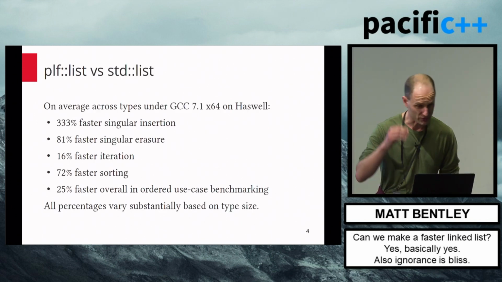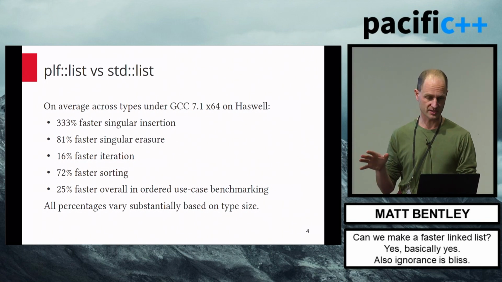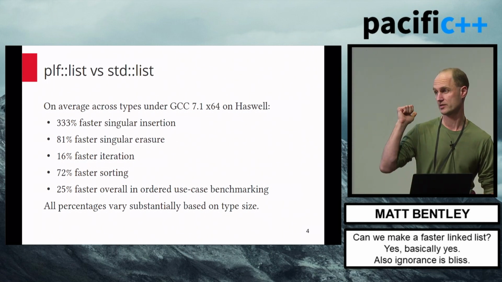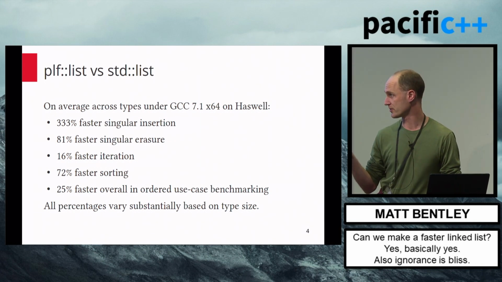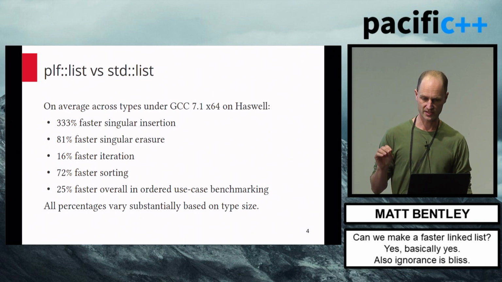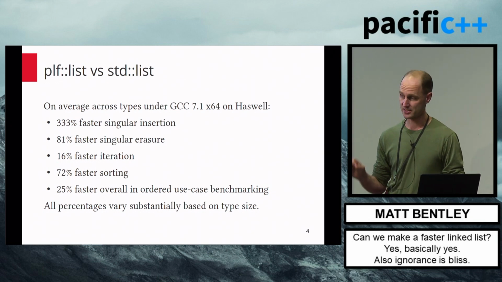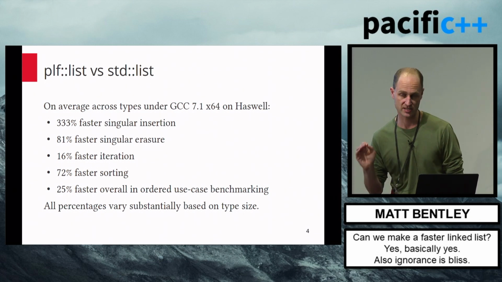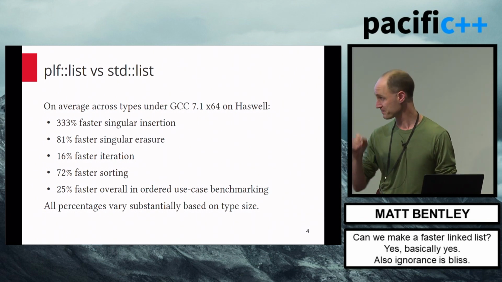And the results are across types on Haswell under GCC. We're talking types: char, double, int, small struct of 20 bytes, large struct of 270 bytes. So 333% faster singular insertion, 81% faster singular erasure speed, 16% faster iteration, 72% faster sorting, and 25% faster overall in ordered use case benchmarking.